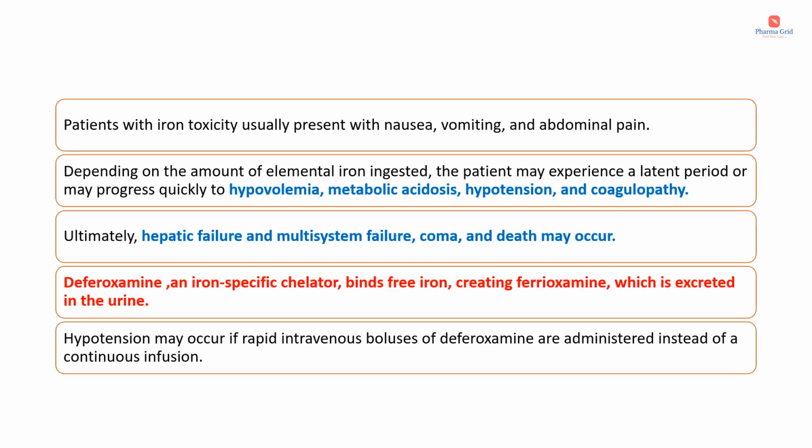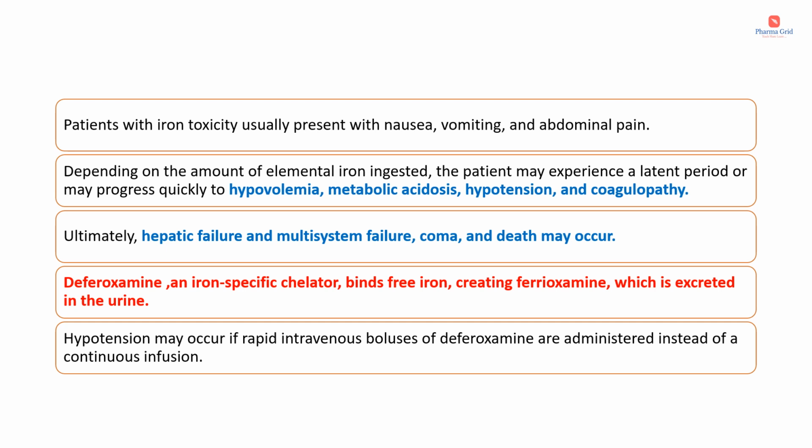Patients with iron toxicity usually present with nausea, vomiting and abdominal pain. Depending on the amount of elemental iron ingested, the patient may experience a latent period or may progress quickly to hypovolemia, metabolic acidosis, hypotension and coagulopathy. Ultimately, hepatic failure and multi-system failure, coma and death may occur. Deferoxamine, an iron-specific chelator, binds free iron, creating ferrioxamine, which is excreted in the urine. So the antidote available for iron poisoning is deferoxamine, which is an iron-specific chelator.